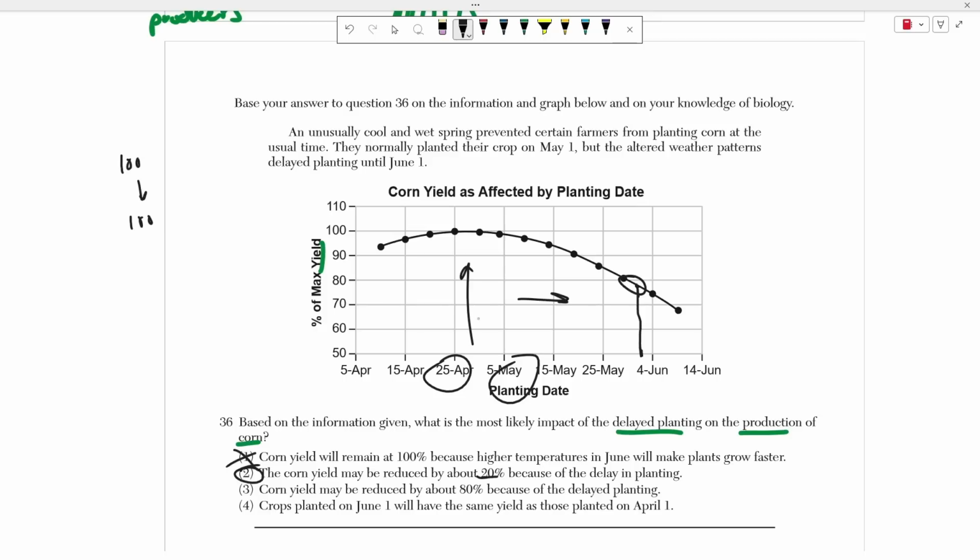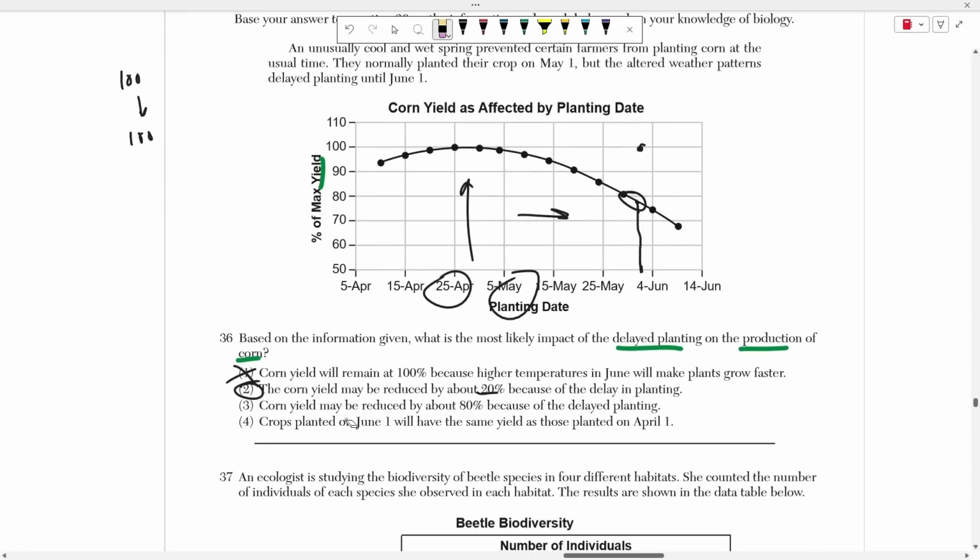Number one is false because if we look at the graph, no, the corn yield does not remain at 100% because of higher temperature in June, right? That doesn't make sense. If that was the case, then the graph would still be at 100% yield around June, right? That's not the case. The yield went down. Three, the corn yield may be reduced to about 80% because of delayed planting.